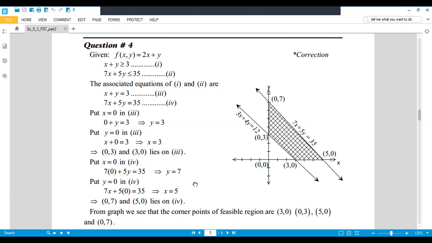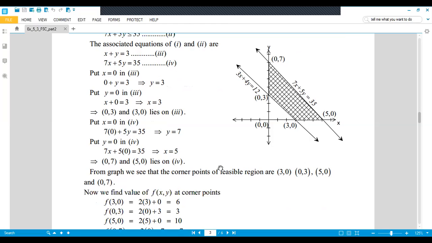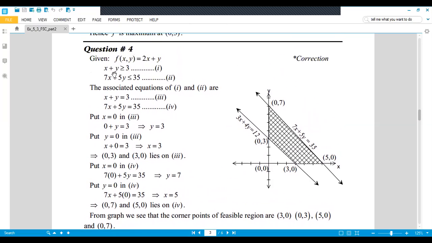Now we have to find the test point. The corner points are (0, 3), (3, 0), (5, 0), (0, 7). For the test point for the first inequality, we put (0, 0): 0 is greater than or equal to 3. This is false, not satisfied, which means the first line does not contain the origin, so the shaded area is in the upward direction of this line. And for the second, 0 plus 0, 0 is less than 35, satisfied. So for this line, the shaded region is in the downward direction.